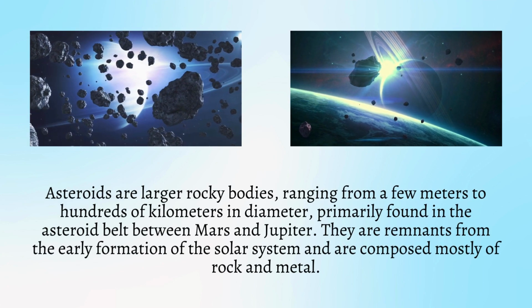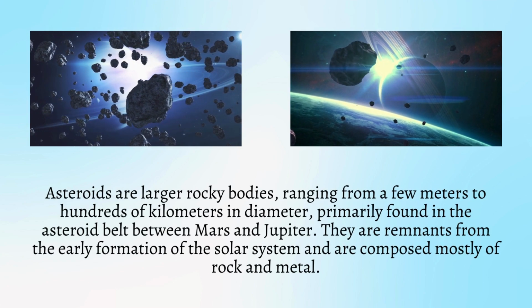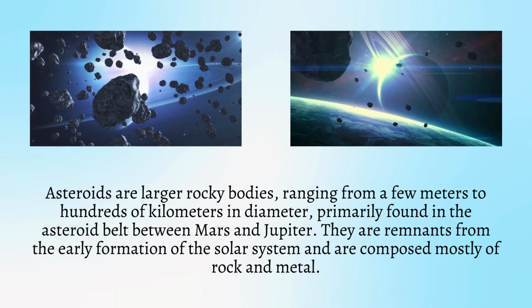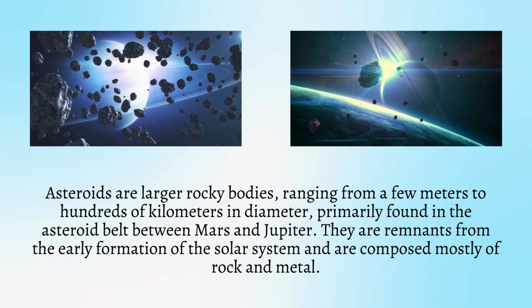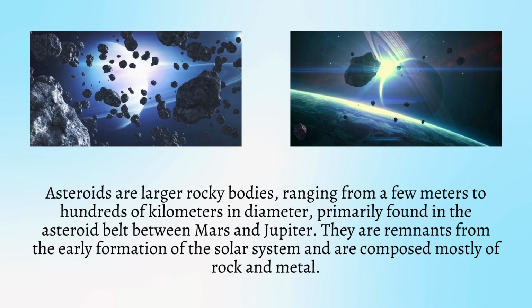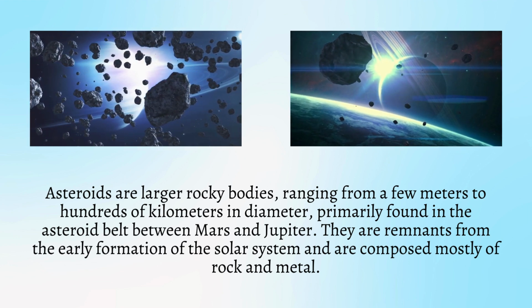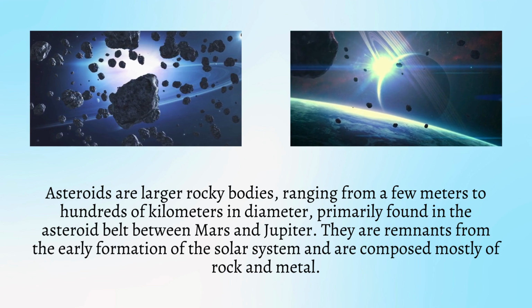Asteroids are larger rocky bodies, ranging from a few meters to hundreds of kilometers in diameter, primarily found in the asteroid belt between Mars and Jupiter. They are remnants from the early formation of the solar system and are composed mostly of rock and metal.